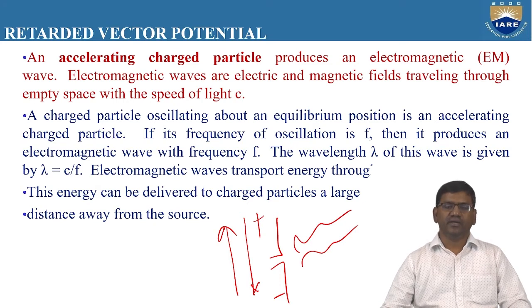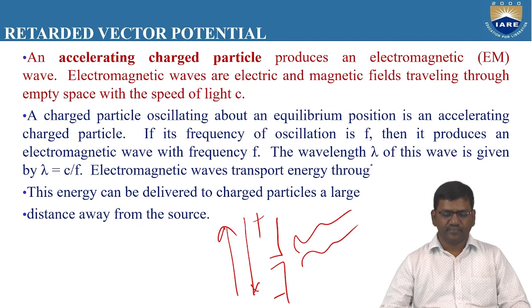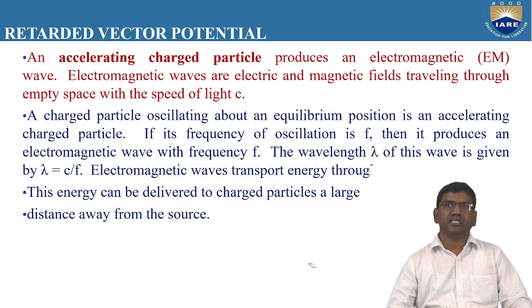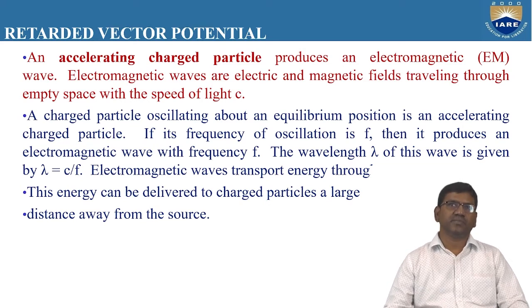These electromagnetic waves consist of electric fields and magnetic fields, both traveling at the velocity of light. The fields produced by the current element, or by any conductor, will travel into free space with the speed of light, that is 3 x 10^8 meters per second. A charged particle oscillating about an equilibrium position is an accelerating charged particle. Whenever a charged particle is moving back and forth, we call it an accelerating charged particle.